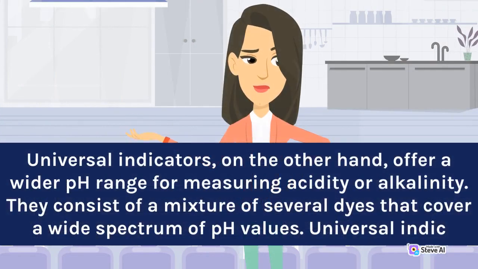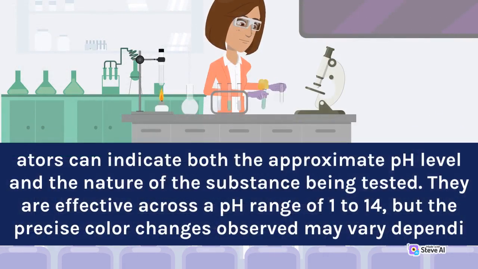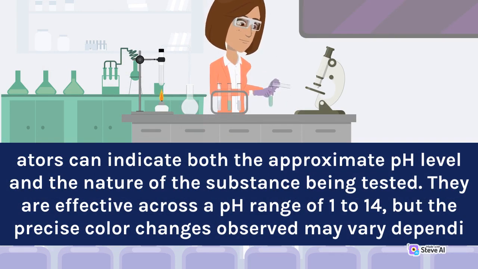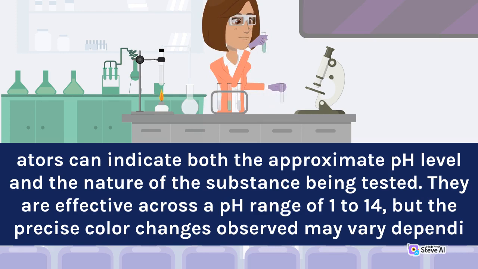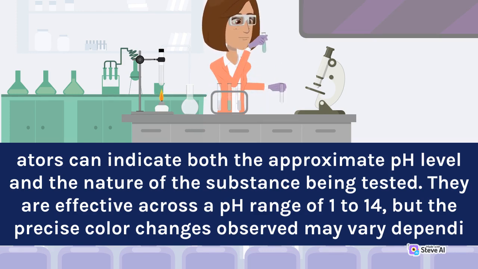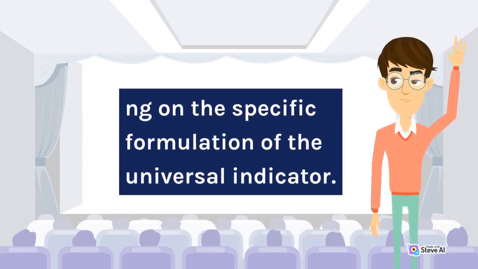Universal indicators, on the other hand, offer a wider pH range for measuring acidity or alkalinity. They consist of a mixture of several dyes that cover a wide spectrum of pH values. Universal indicators can indicate both the approximate pH level and the nature of the substance being tested. They are effective across a pH range of 1 to 14, but the precise color changes observed may vary depending on the specific formulation of the universal indicator.